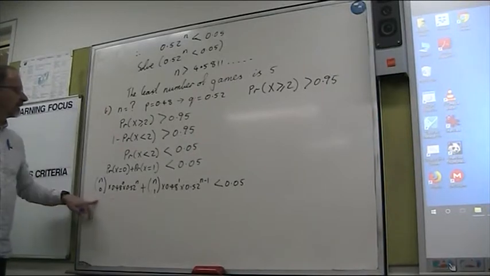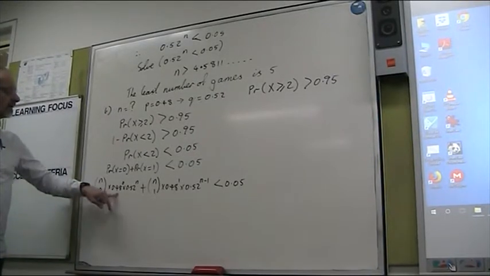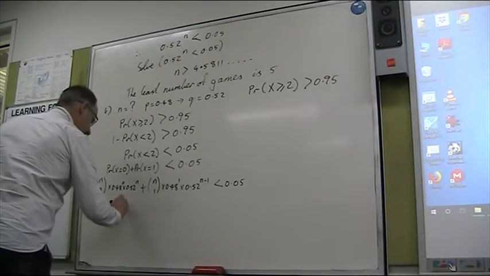Right, this bit we worked out before. There's one way of doing that. That's 1, so we've got 0.52 to the n.